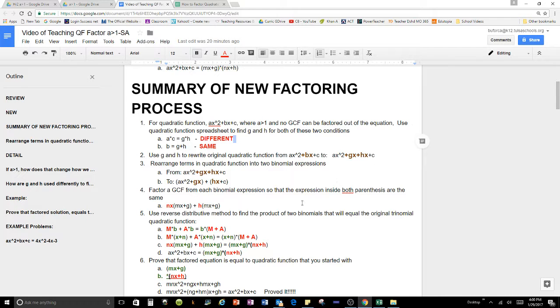So when we get down to the examples, you'll see how this works. I'm just sort of summarizing what we're going to do. Okay?